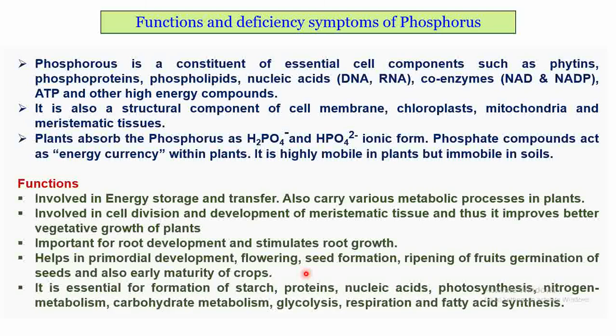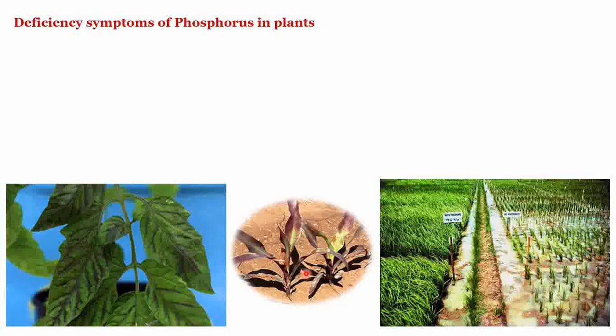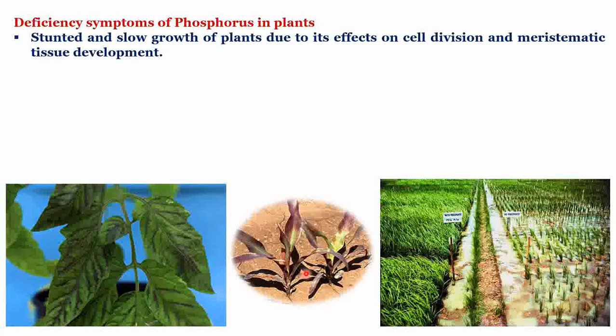So, it is essential for the formation of starch, protein, nucleic acid, photosynthesis, nitrogen metabolism, carbohydrate metabolism, glycolysis, respiration, fatty acid synthesis. So, these are all the functions of phosphorus in plant. Come to deficiency symptoms of phosphorus in plant. So, deficiency leads to stunted and slow growth of plant due to the effects on cell division and meristematic tissue development. You know very well the importance of phosphorus in cell division and meristematic tissues development.